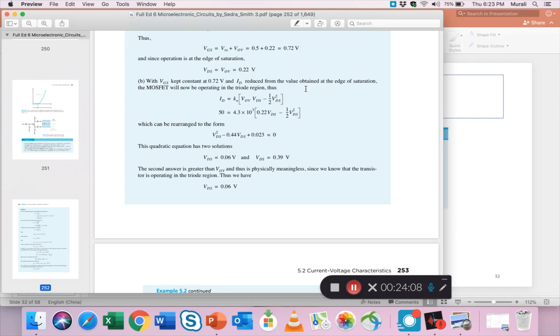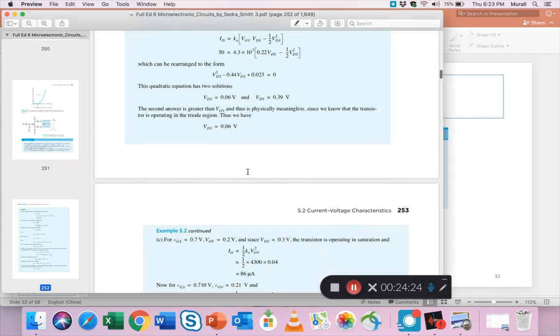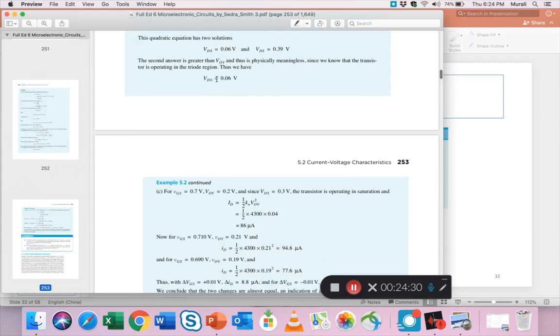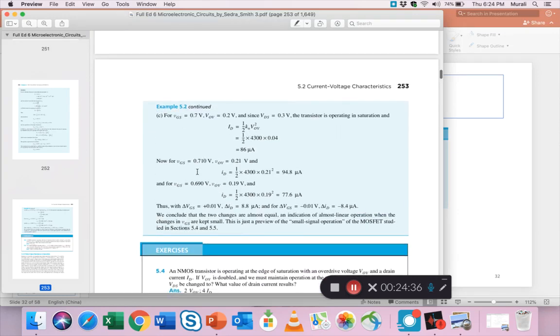We have moved to the triode region. In the triode region, you use a different formula, and again you come up with VDS. Unfortunately, VDS comes out in a square form, so you have to neglect one of these values. He shows you how to neglect one and use the other, because a quadratic has two roots. So you use one of the values, and that is shown: VDS is 0.06 volts.